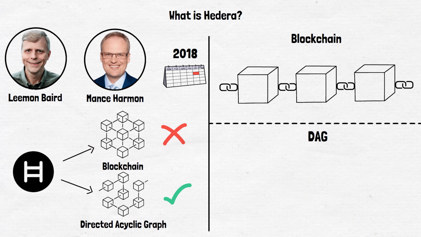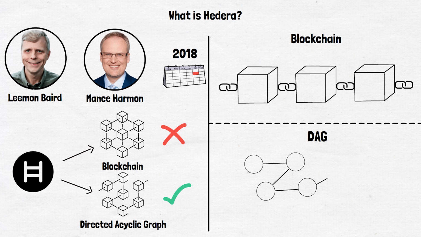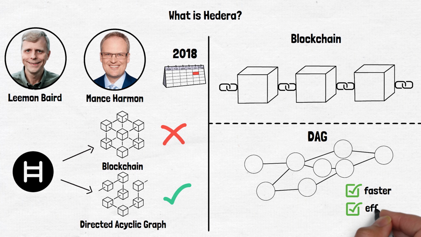A DAG, on the other hand, is more like a web or a tree. Transactions don't need to be grouped into blocks. Instead, each transaction can link to multiple previous transactions directly. This means that a DAG can process transactions faster, more efficiently, and cheaper compared to blockchains.